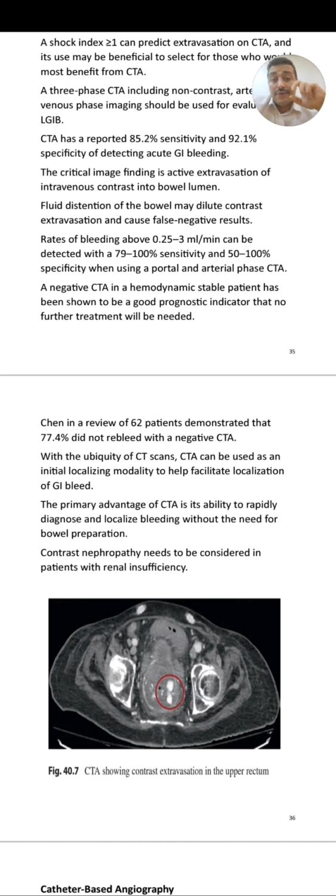What else regarding the CT angio? We said that one of the advantages is that it doesn't need bowel preparation, but another disadvantage appears in the form of contrast nephropathy. We use contrast, so we have to pay attention. This is regarding the CTA, CT angio.